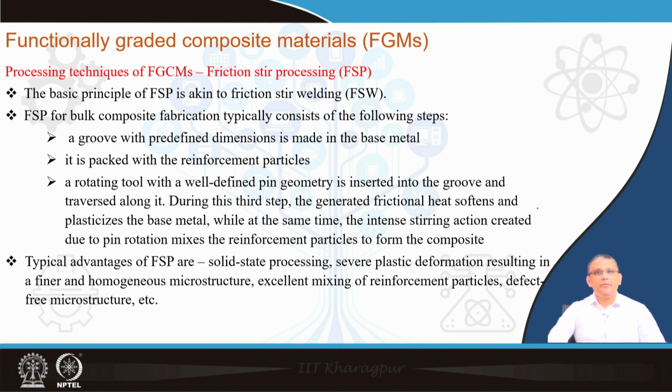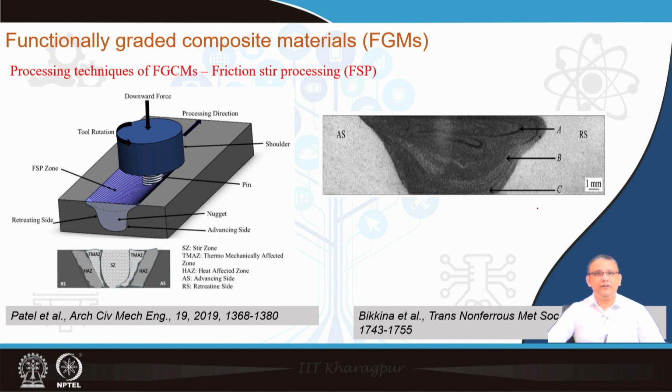Another technique which is very commonly used for FGM fabrication is friction stir processing, and this process is actually a variant of the friction stir welding process. So, what is basically done over here? It is a solid state processing route, unlike the melting and casting route we discussed until now. It is a solid state process.